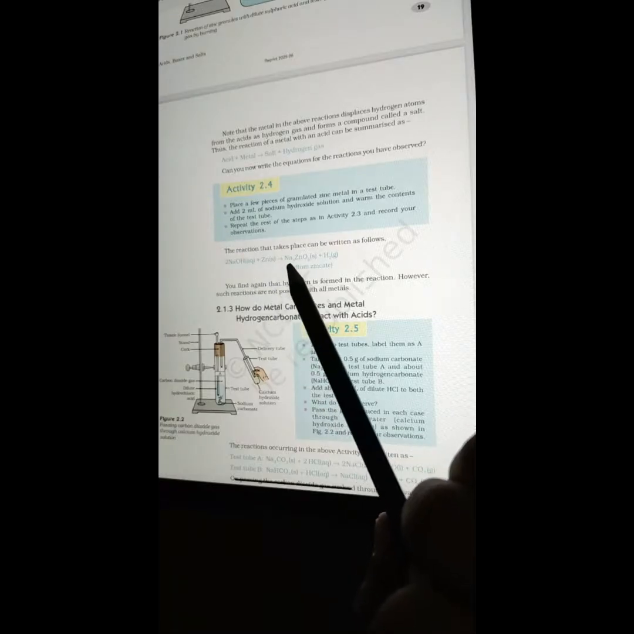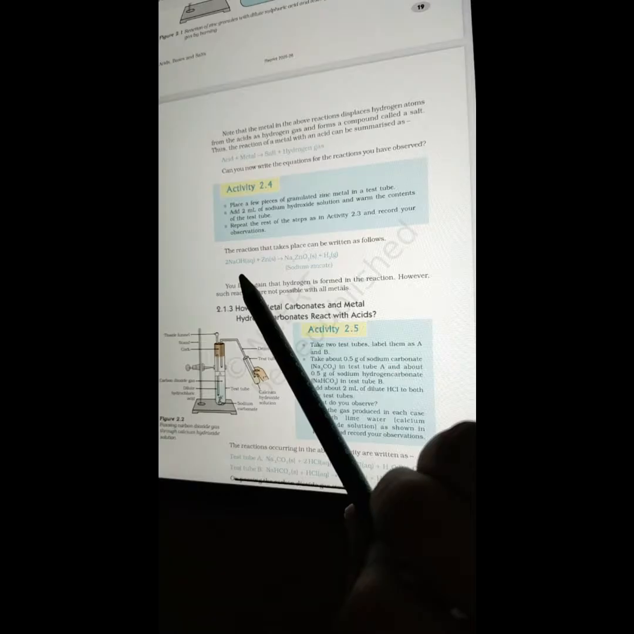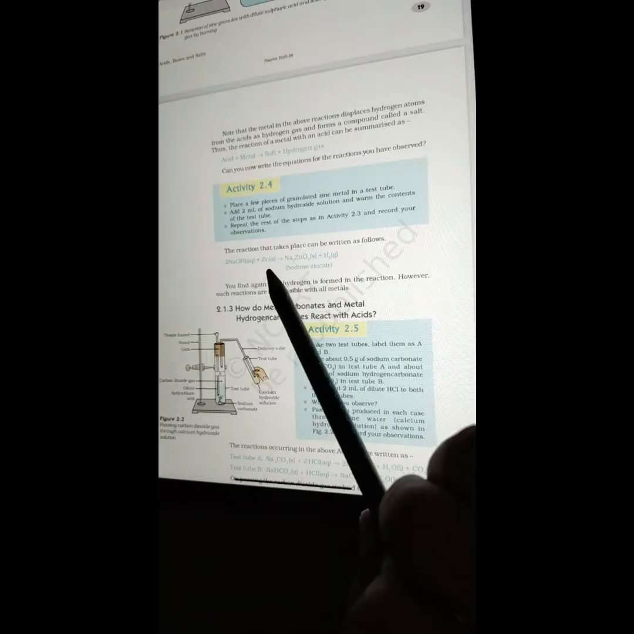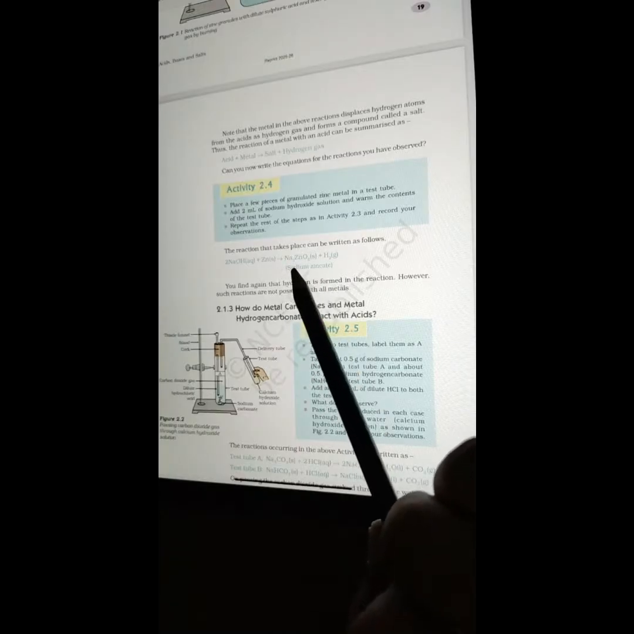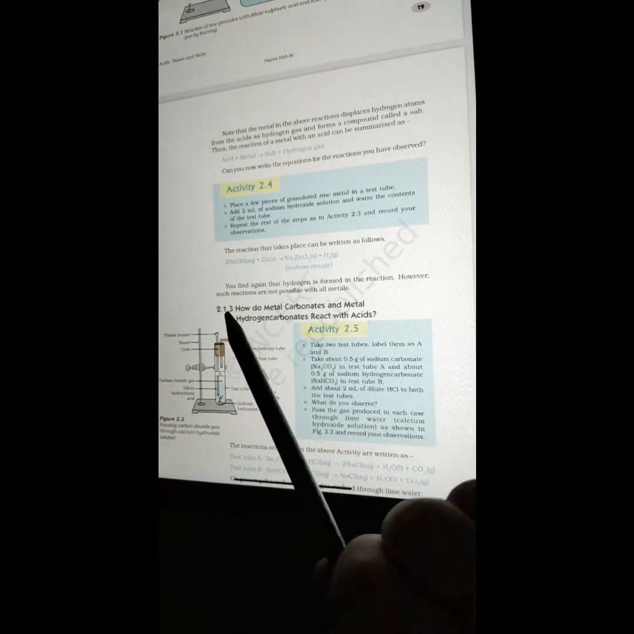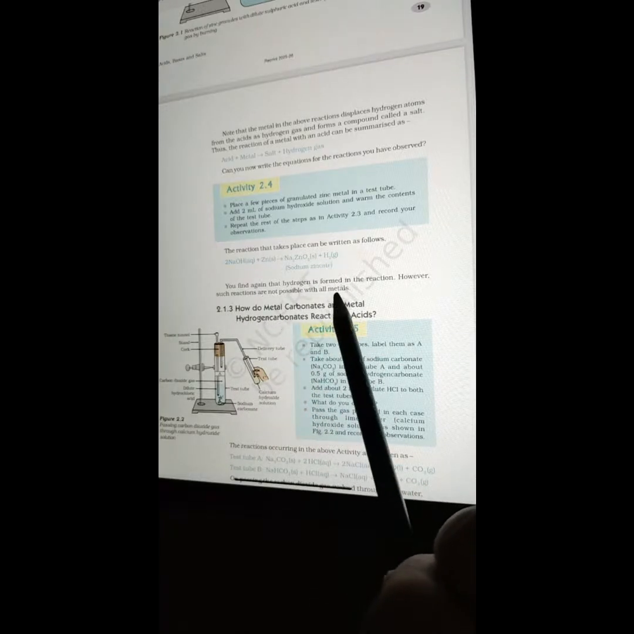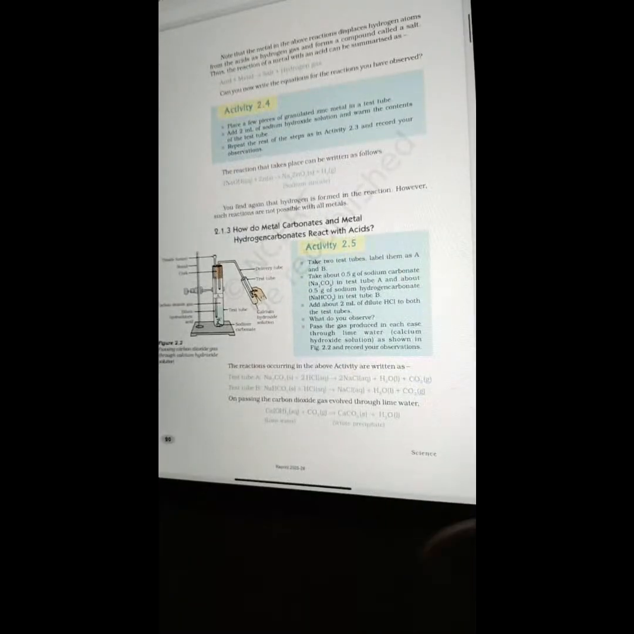The reaction that takes place can be written as follows: 2NaOH aqueous plus Zn in solid form will give you sodium zincate, the chemical formula is Na2ZnO2, in the solid form, plus hydrogen gas. You will find again that hydrogen is formed in the reaction. However, such reactions are not possible with all the metals.